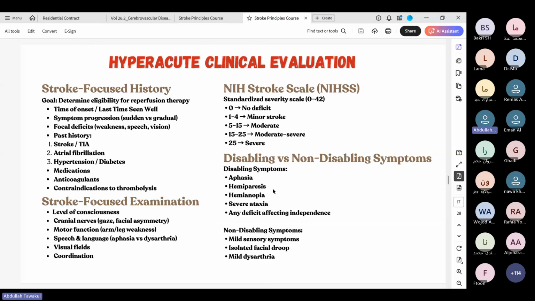So after your focused history, after your clinical exam, then what? What do we do? This patient is in the resuscitation bay in the ER. Well done Ali. Well done Remas. Immediately we should get, after stabilizing the patient and connecting him or her to a monitor, an ECG and basic blood work. Right? We should immediately get a CT scan because you want to rule out hemorrhage and stroke mimics. And if the CT scan is negative for hemorrhage or stroke mimics, you want to quantify the amount of ischemia. Do we see any early signs of ischemia or not? Clear?